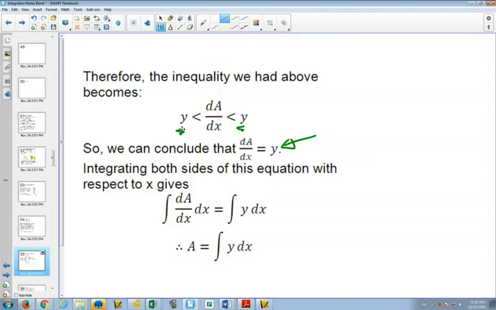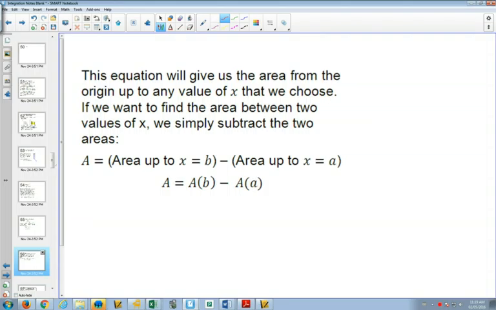So here's the idea: if you would like to find the area under a curve, all you need to do is take the integral of it, and you'll find that area. Now, what we're going to look at is that this equation, whenever you find it, gives us the area from the origin up to any point.